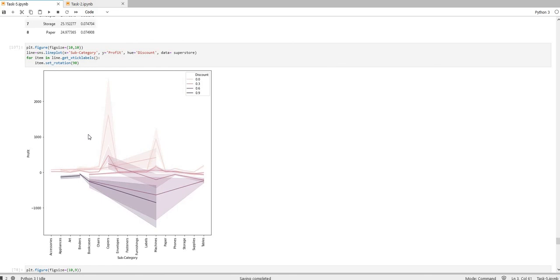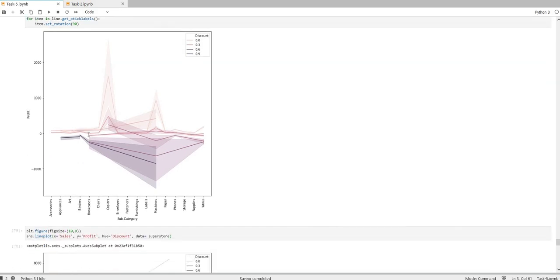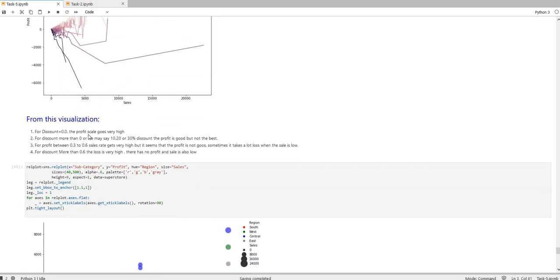Looking at profit, if we give a discount of about 0 to 30%, the profit is good. With no discount, the scale of the profit is very high. If we give a discount of more than 60%, there is less profit, or we can say the highest loss.